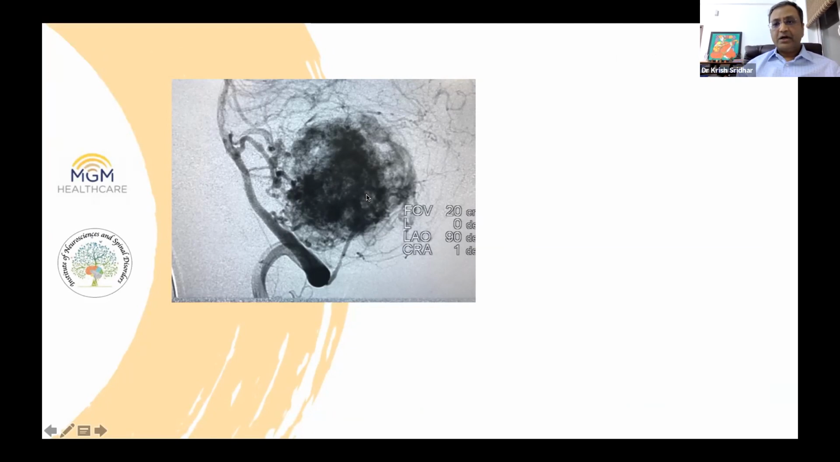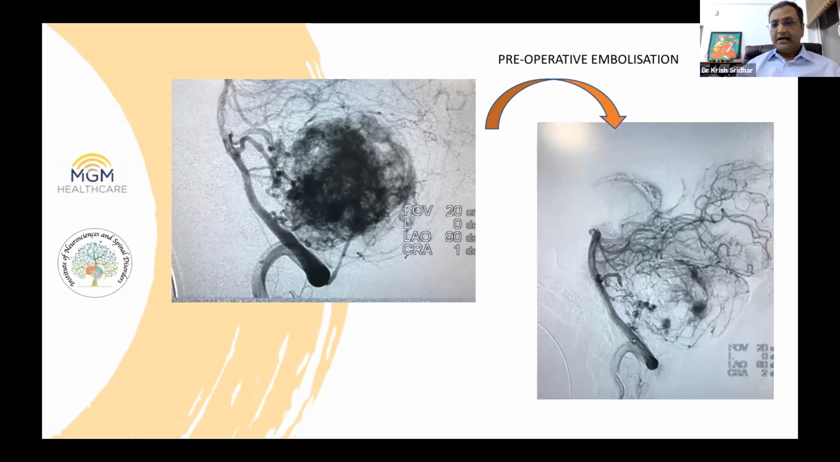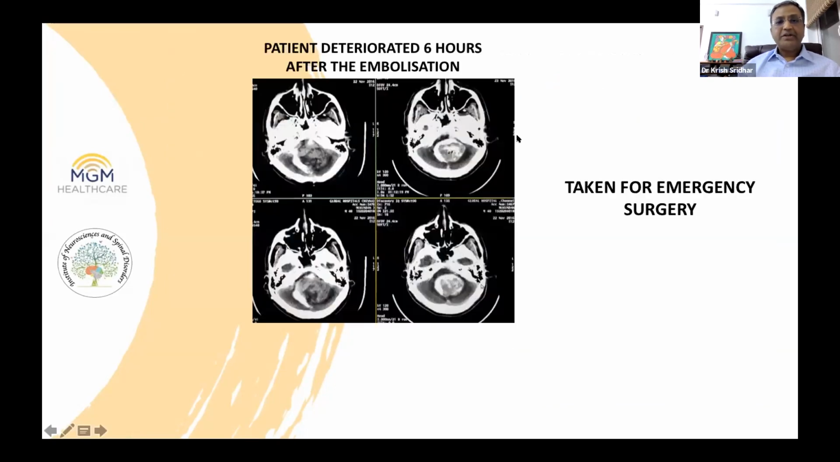And therefore, we thought, let us do a preoperative embolization the day before surgery. So this was done, and it was quite successful because you can see the blush is almost completely gone, and we were quite happy with this. But unfortunately, the patient deteriorated 6 hours after embolization, somewhere in the early hours of the morning. Next day morning, there was severe brain swelling around it, and therefore the patient was taken up for emergency surgery.